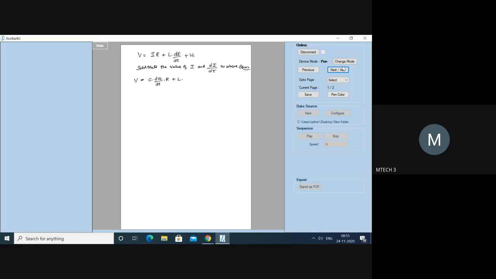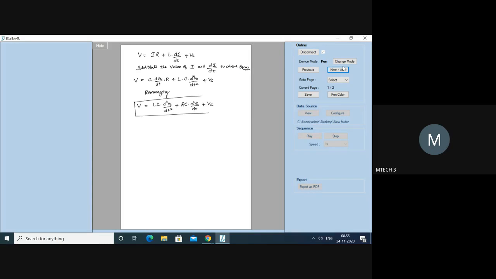What is di by dt? C into d square VC by dt square, plus VC. Okay, right. So we'll rearrange as per our differential equation format. Rearranging, V is equal to LC d square VC by dt square plus RC dVC by dt plus VC.